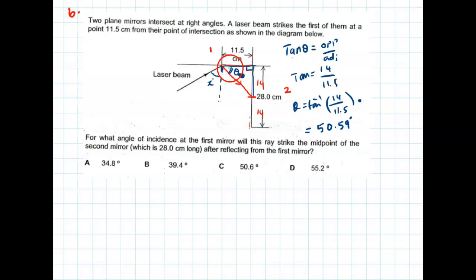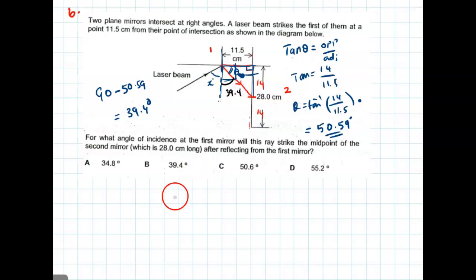Now you know the total angle here, when you draw the normal, this complete angle is 90. So this angle is 50.59. The total angle is 90. So we subtract, 90 minus 50.59. You will get 39.4 degrees. So now we found this angle of reflection, that is 39.4.